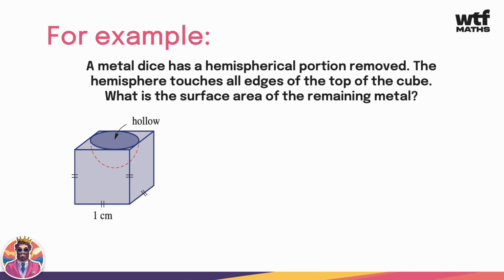All right, let's try another question. A metal dice has a hemispherical portion removed. The hemisphere touches all edges of the top of the cube. What is the surface area of the remaining metal? So basically in this situation here, we have a cube that's had a circle taken away from the top, but also now a hemisphere has appeared at the top. So even though we've taken some portion out of this cube, more surface area has popped up for us to work out.